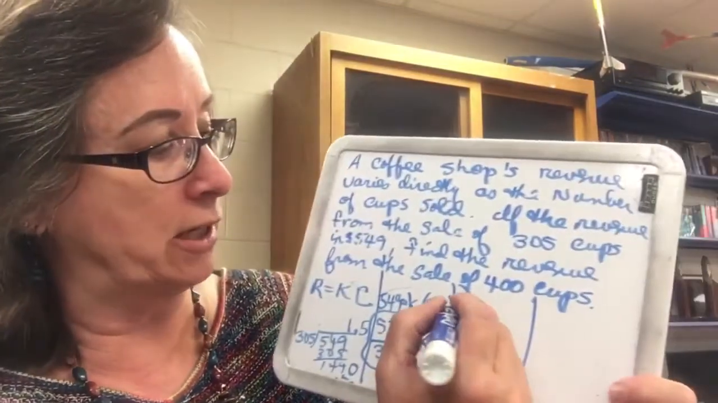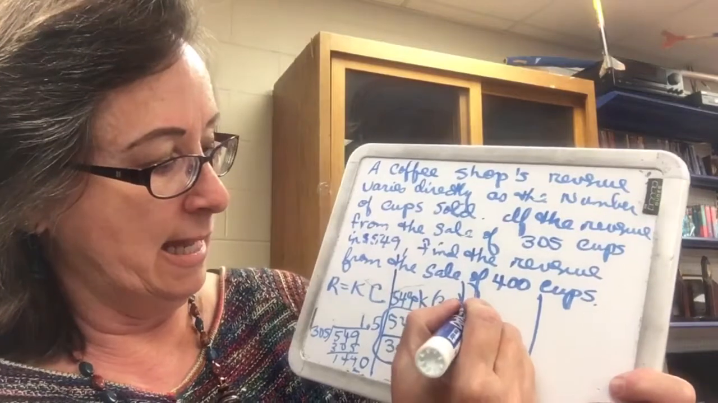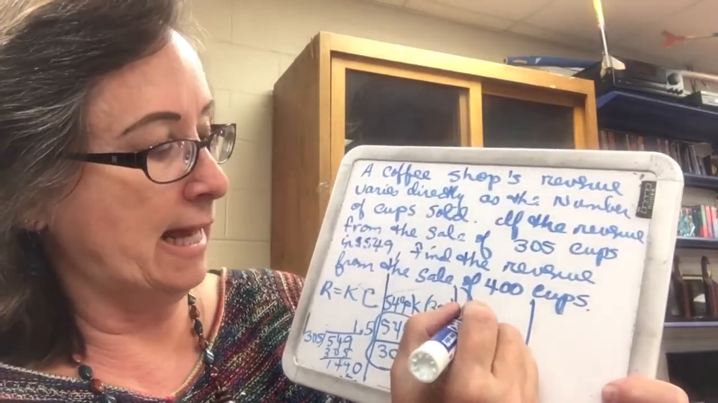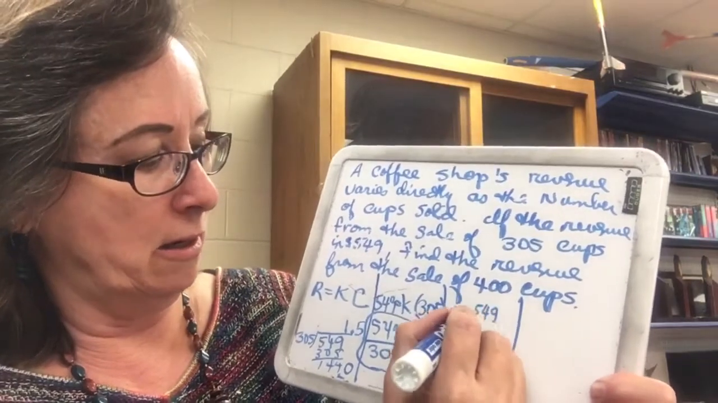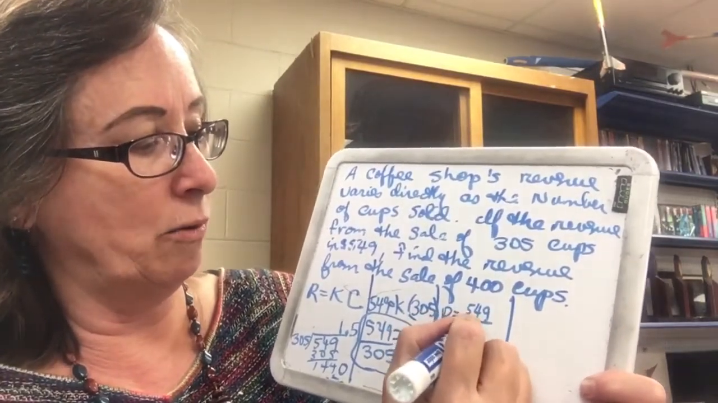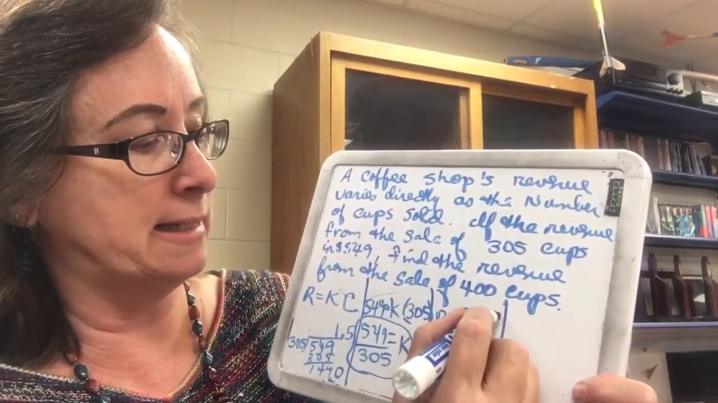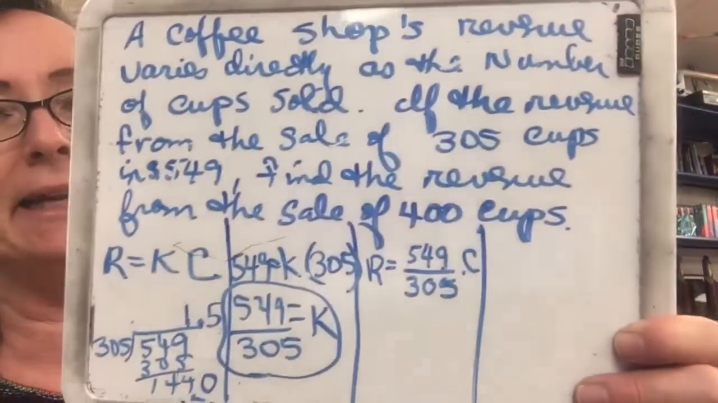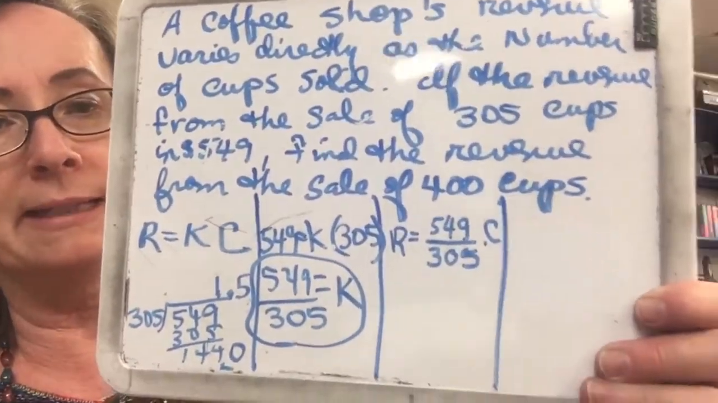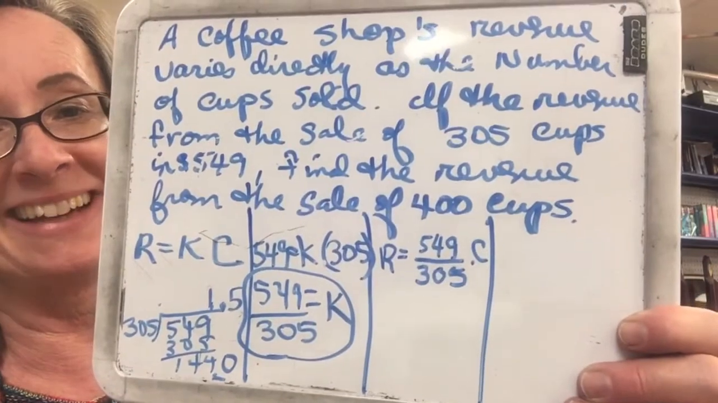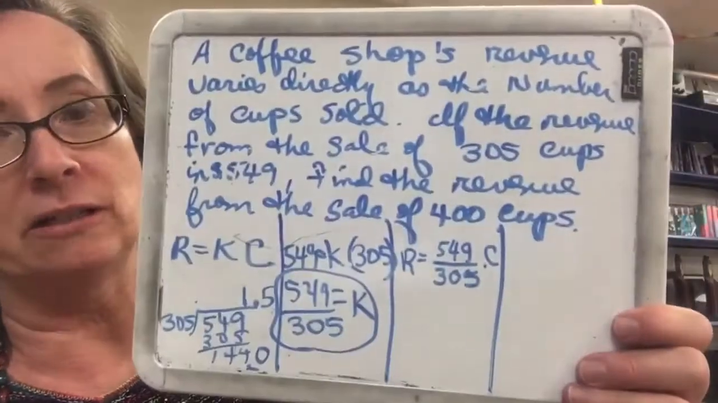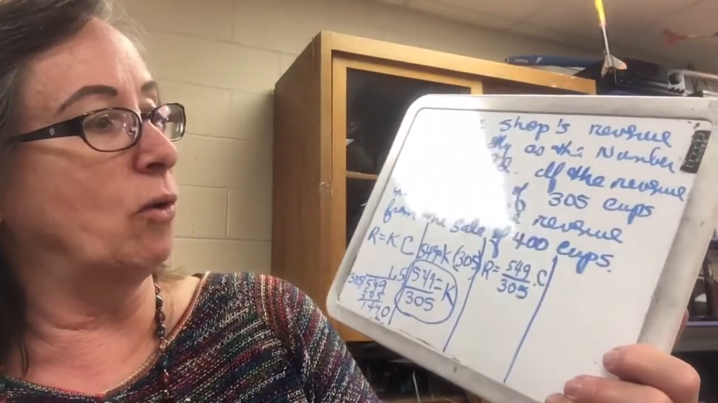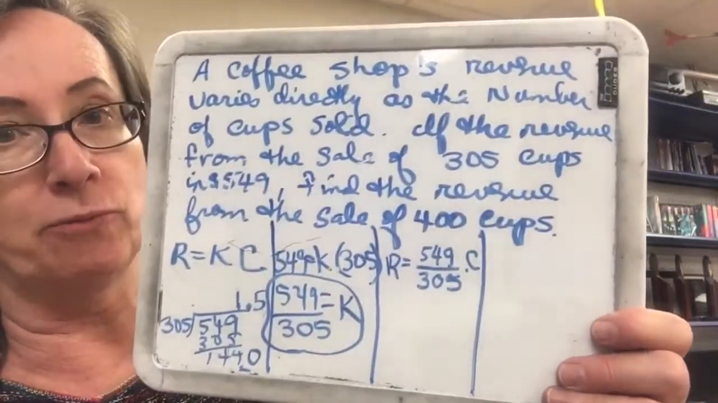So my new equation is revenue is k, so that's 549 over 305 times c. So I'm just plugging it in, okay, because I don't have my calculator. I'm not reducing it right now. And the last thing is to answer the question, okay? Then what would be the revenue from 400 cups?